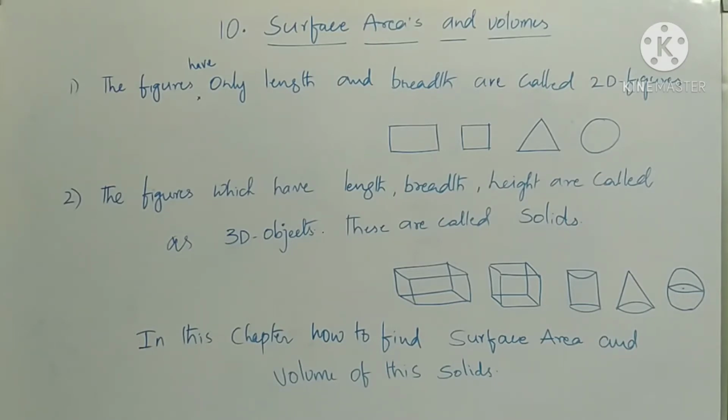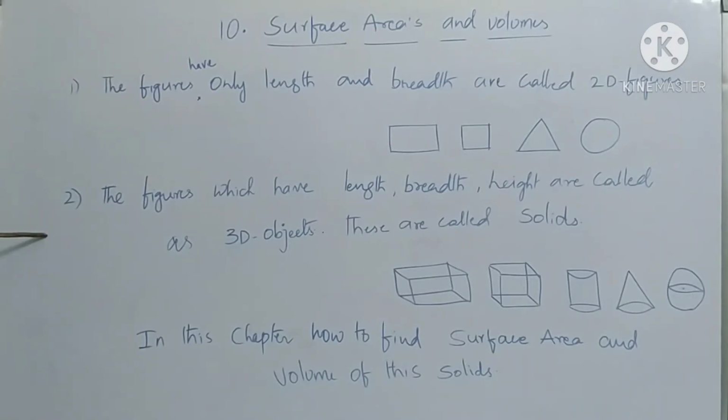Today we are going to discuss our 10th chapter, surface areas and volumes. We already learned in our earlier classes that figures having only length and breadth are called two-dimensional figures. Examples: rectangle, square, triangle and circle. These are all called two-dimensional figures. These figures have only length and breadth.